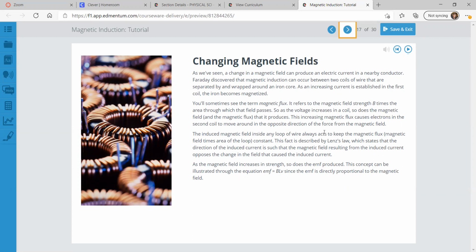As the magnetic field increases in strength, so does the EMF produced. This concept can be illustrated through the equation EMF equals BLV, since the EMF is directly proportional to the magnetic field strength.